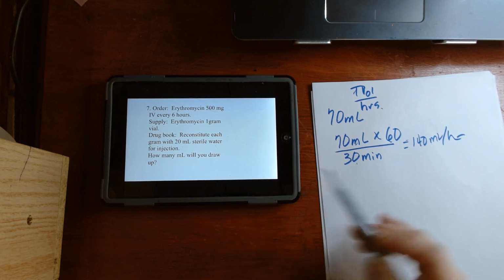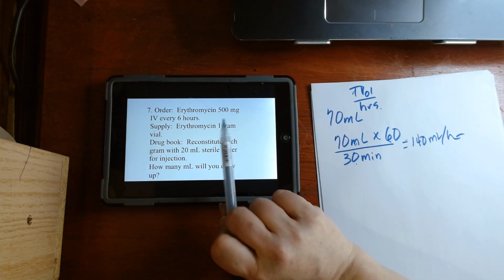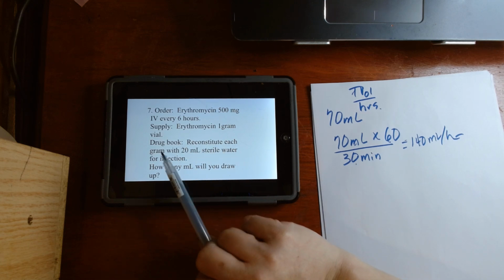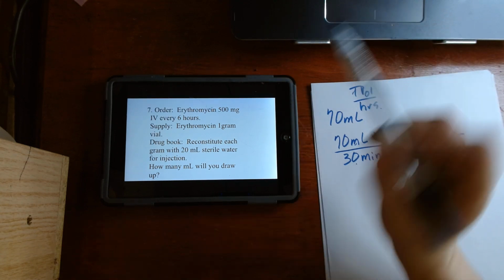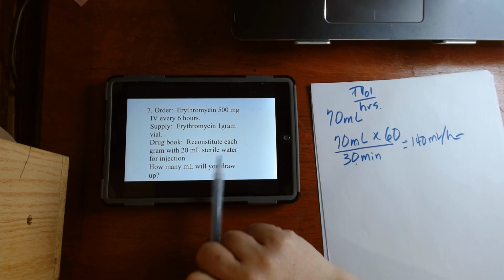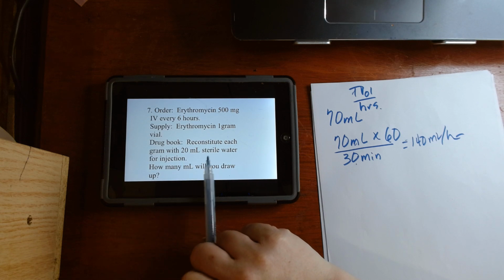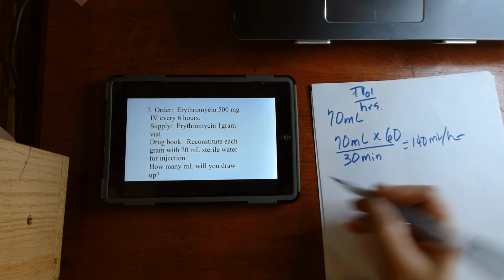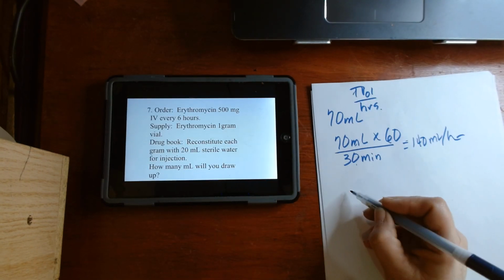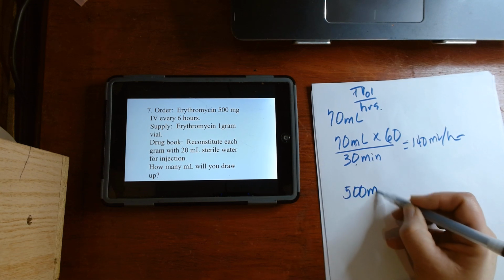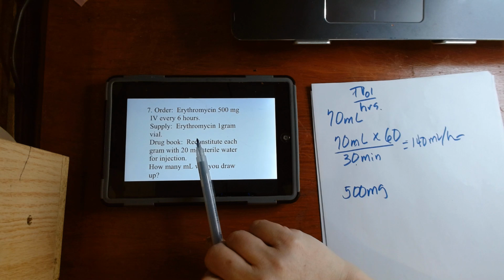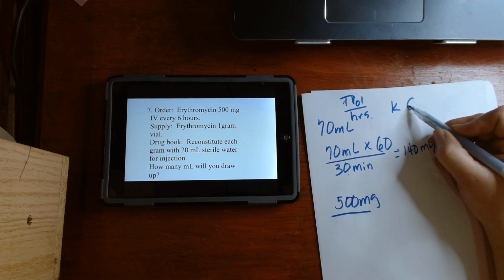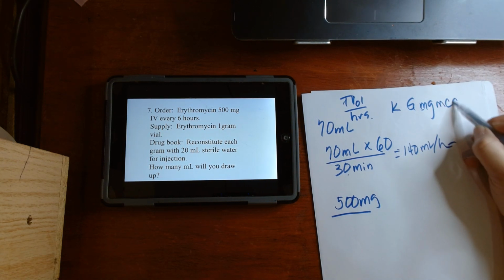Watch this. This one says erythromycin 500 milligrams IV every 6 hours. An erythromycin 1 gram vial is given to you. The drug book says reconstitute each gram with 20 milliliters of sterile water. How many milliliters are you going to withdraw? What he wants is for them to get 500 milligrams. What I have is 1 gram. Now you have kilograms, grams, milligrams, and micrograms.